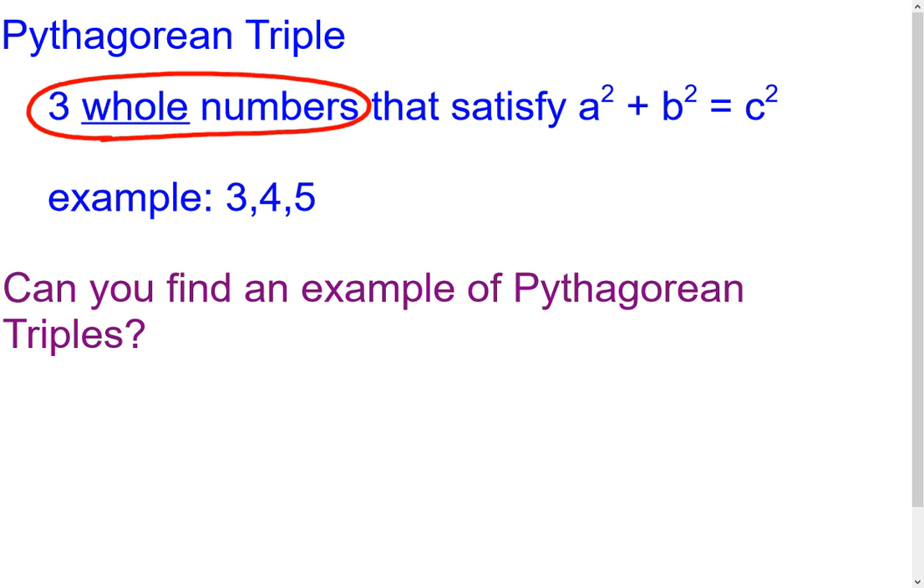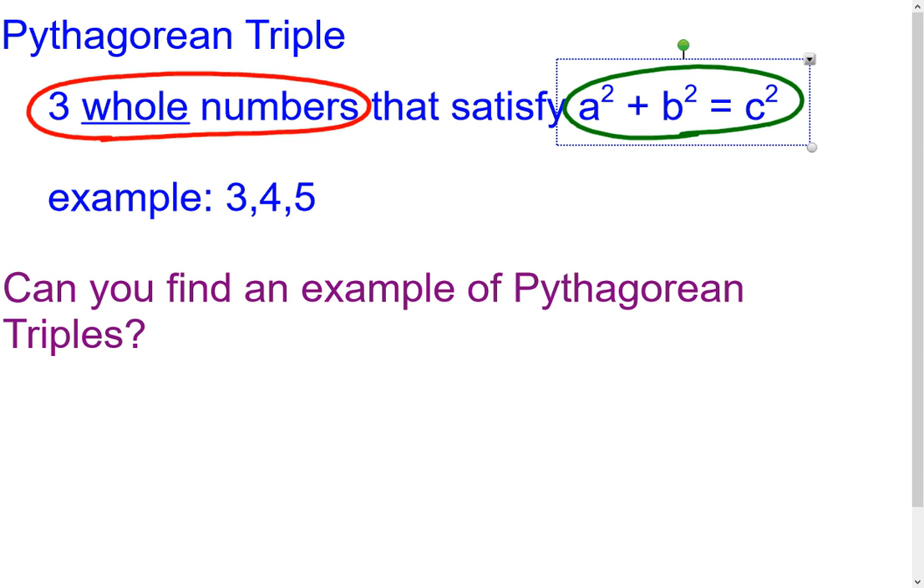Now, the second part of it is those three numbers have to make this little equation true, what most of us know as the Pythagorean theorem. So if we have three numbers that when we put them into this equation, it comes out to be true, Pythagorean triple. One little example would be 3, 4, 5. Sometimes people think of it as one of the most famous right triangles out there is the 3, 4, 5 right triangle. Now, there are many, many more of them. I pose the question, can you find examples of more Pythagorean triples? I'm going to leave that one up to you.